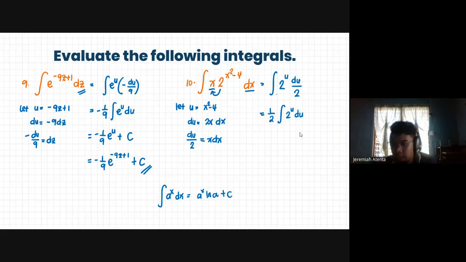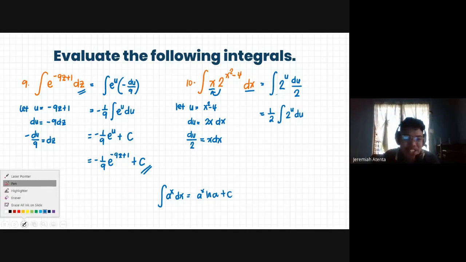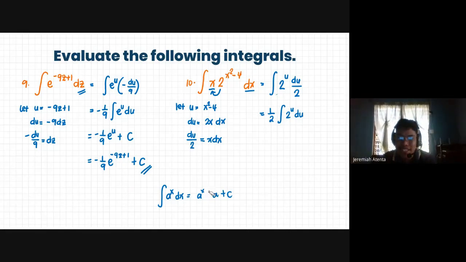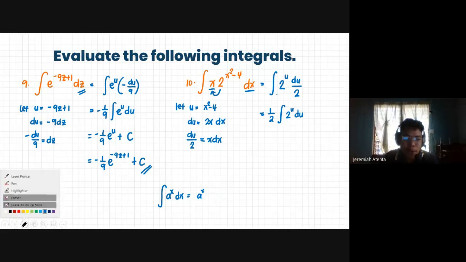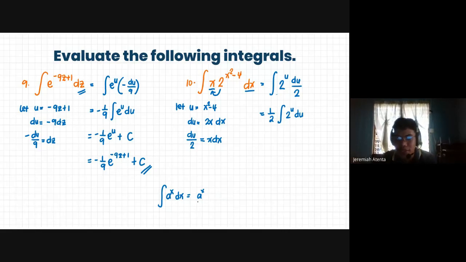What is the integral of a raised to x? Divide pala. So, mali ako, mali ako. Ano ba yan, sir? Hindi ka nag-memorize. Very wrong. Sorry. Tao lang po. So, this is a raised to x over ln a. Divide the I.